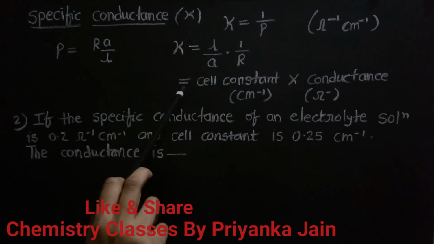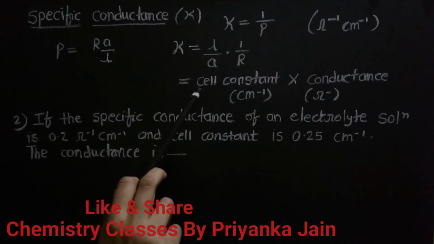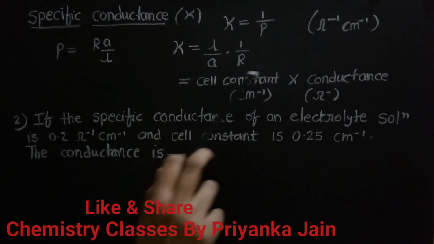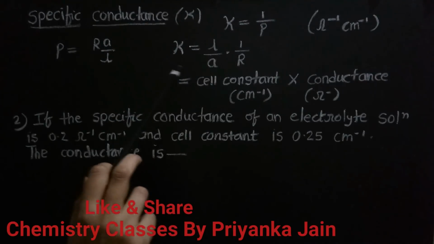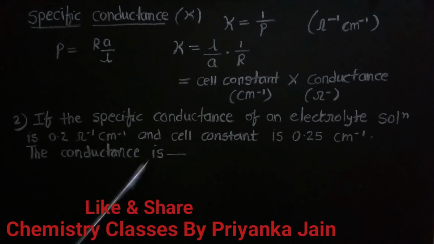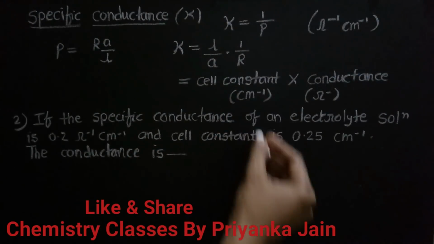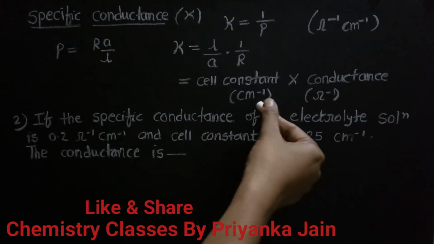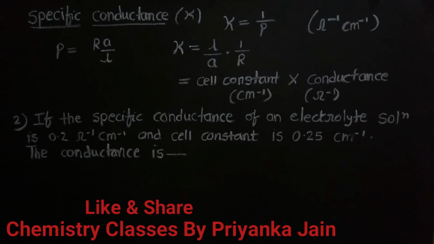Okay, this is a very important formula: specific conductance is equal to cell constant times conductance, because questions have been asked on this formula. It is a very simple formula, and if you know even the units, then you can calculate, because the cell constant's unit is centimeter inverse and conductance's unit is ohm inverse.